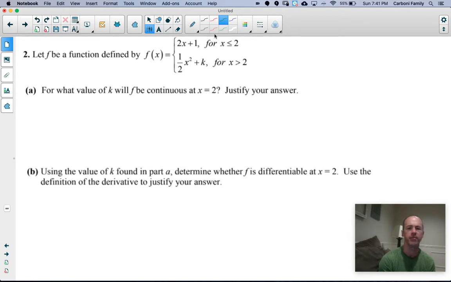So let's look at this problem. This is an old AP exam, I think from the 80s, but we have a piecewise function, and part A is asking you to find the value of k that makes the function continuous and justify your answer. The algebra behind finding k is not bad.